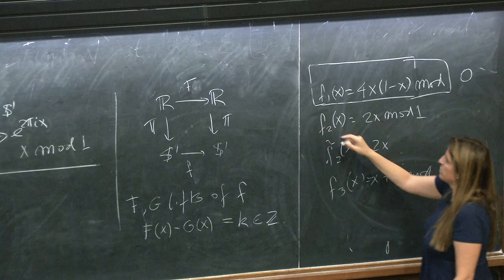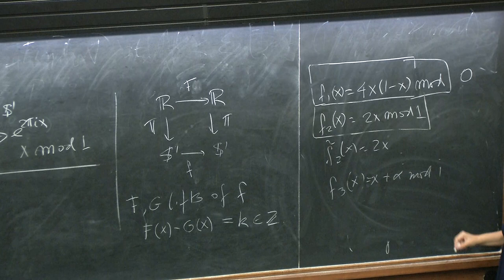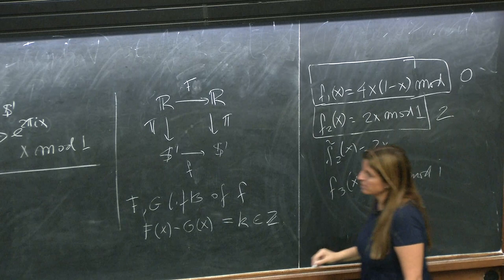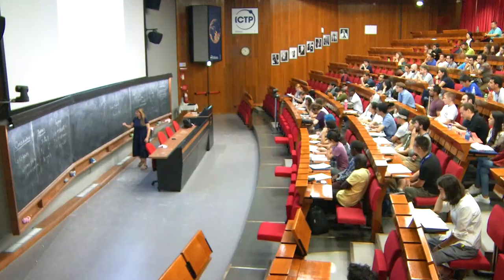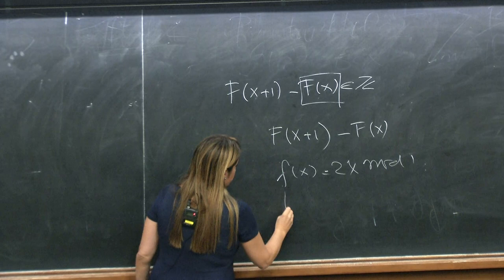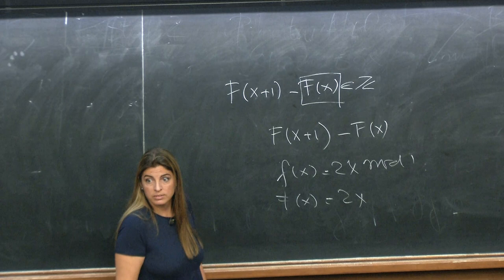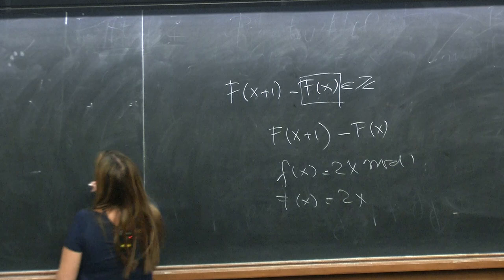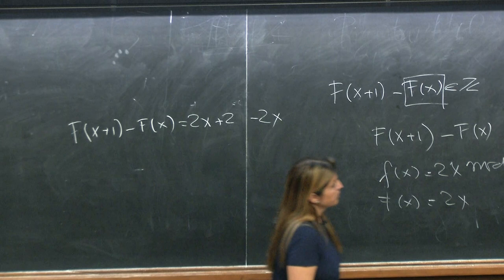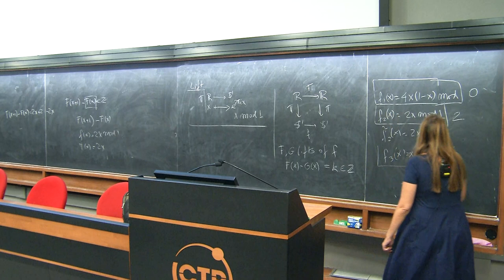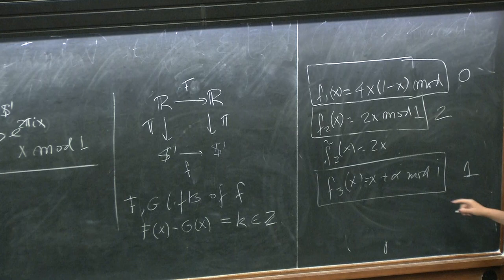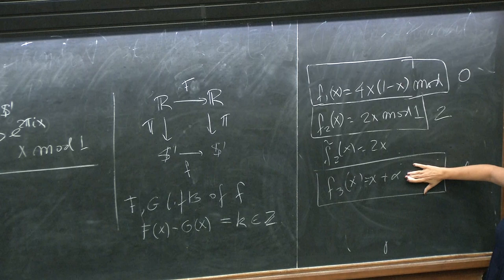And what's the degree of this one? Can you see why? Well, a natural lift of 2x mod 1 is just 2x. Okay? This is a natural lift. And so if you calculate this, this will give you 2. And what's the degree of this map? 1. If it's a homeomorphism, in modulus it will be 1. But this will be 1, because you take out this mod 1, and you will get a lift.